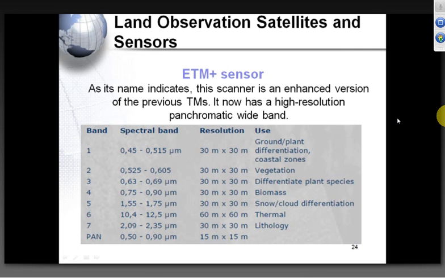Similarly, ETM plus sensor. This is an enhanced version of the previous one, that is the TM sensor. It has a high resolution band. ETM plus sensor is having these advantages.